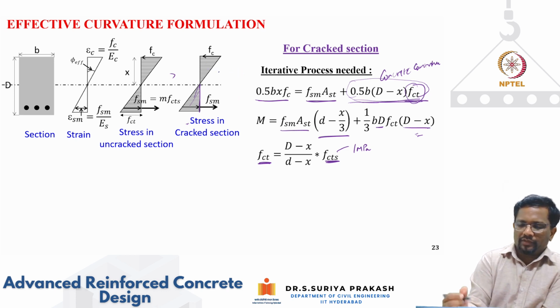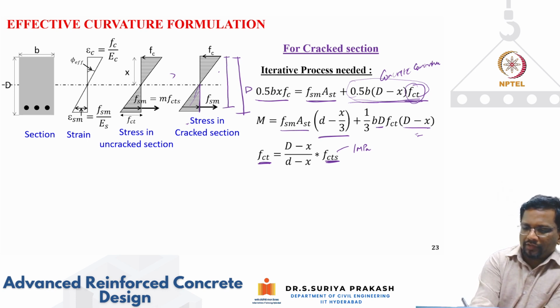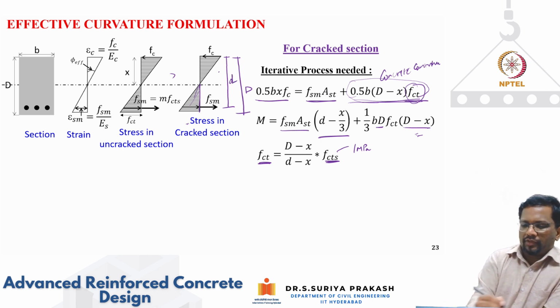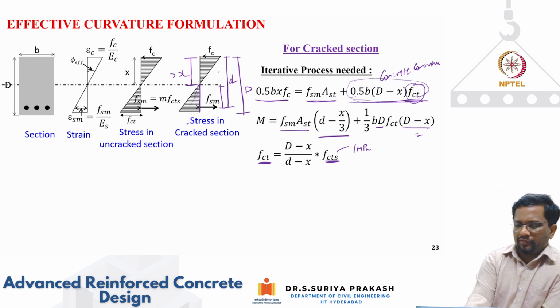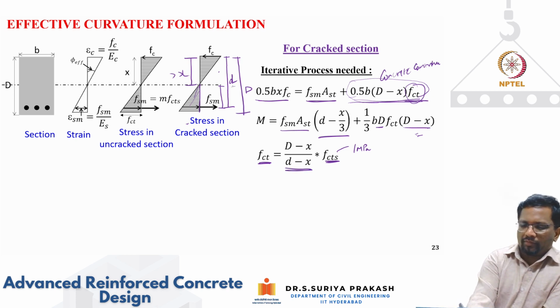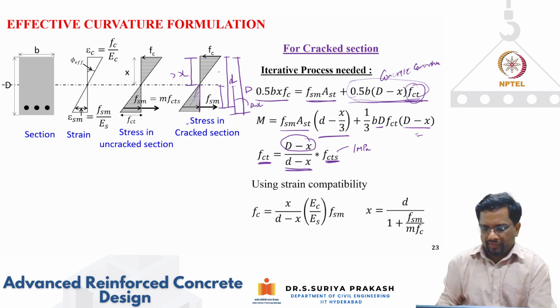Now how do we get this? Let's say this distance from here to here is capital D, right? From here to here it is small d, and from here to here it is x. Now what is this distance? It is going to be d minus x, which is this, and I want to project it from here to here, which is basically D minus x. So for small d minus x, it is fcts. For capital D minus x distance, which is higher than the small d minus x, I can do the similar triangle. I can get fct, right?